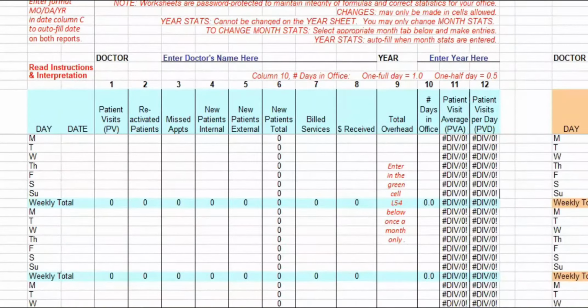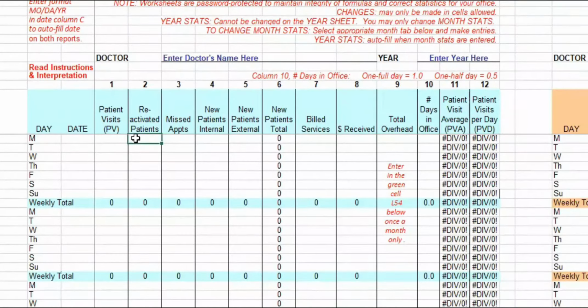So all you do at the end of the day is have your staff or yourself put down today's date and then how many patient visits did we do today? I'm not counting names, I'm just putting a number. How many reactivated patients were there? Well, why is that such an important number? It's an important number because if you're using scare tactics and your patients, when they leave, don't want to come back to you, you're not going to have a lot of reactivated patients.